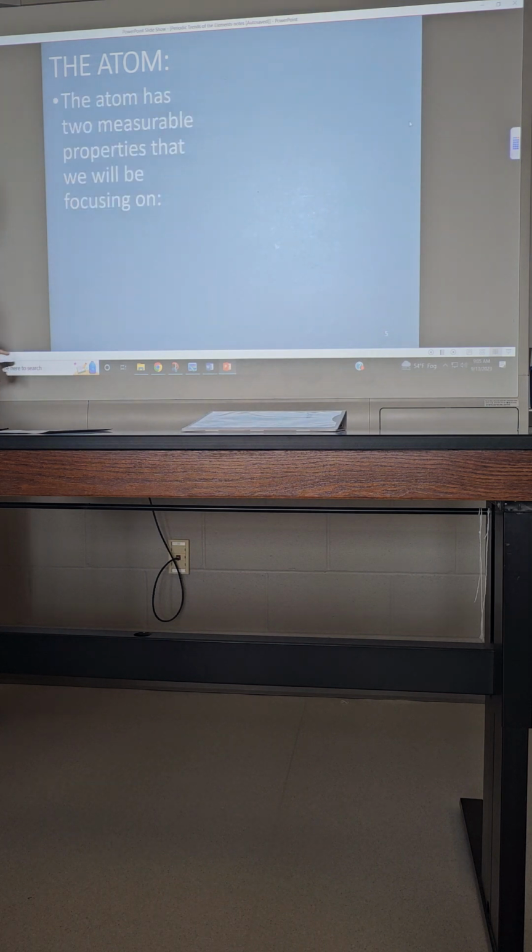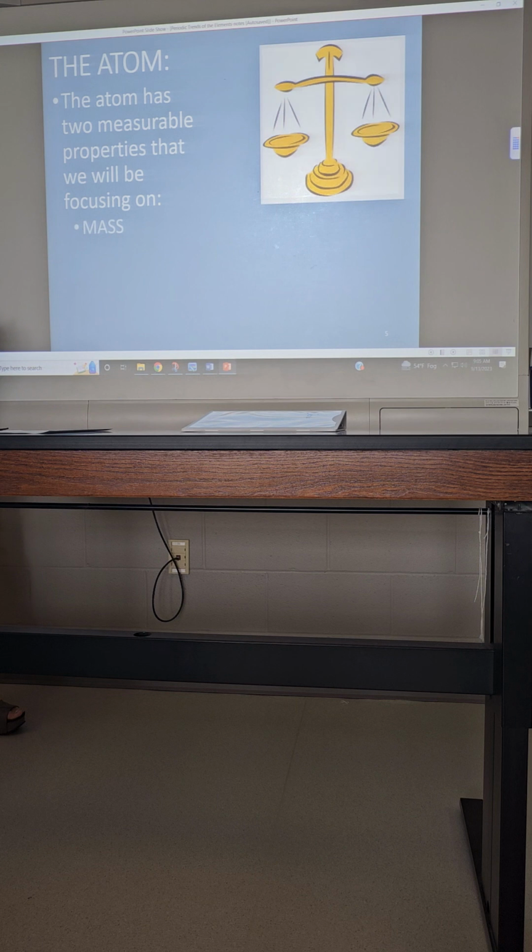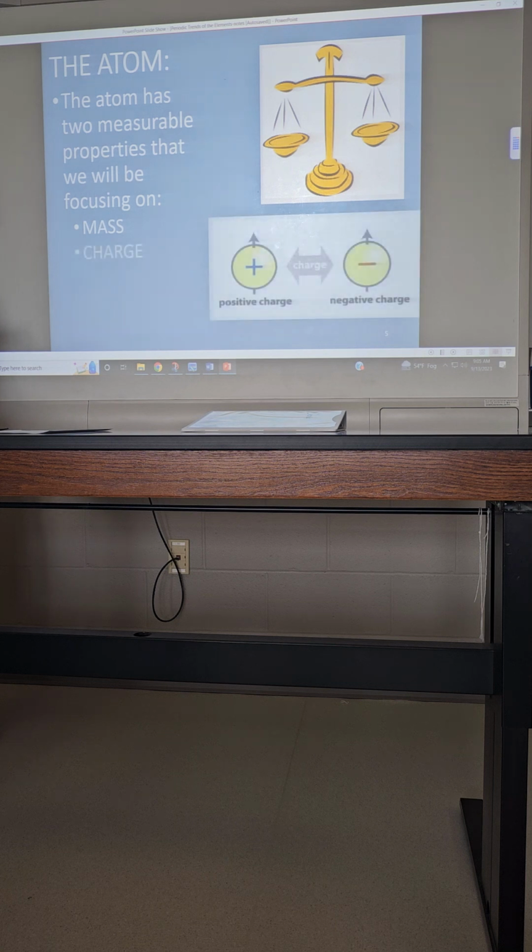All right, and so we are on slide number 5 now. The atom has 2 measurable properties that we're really going to be focusing on this year. Those are the mass, which is probably something you're familiar with. Mass is how much matter is in something. And then its charge. Is it positive or is it negative?